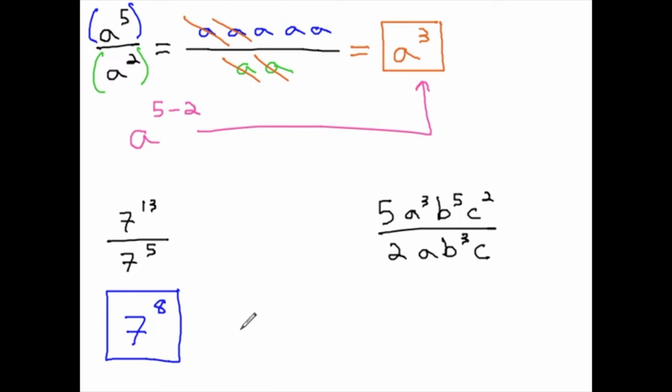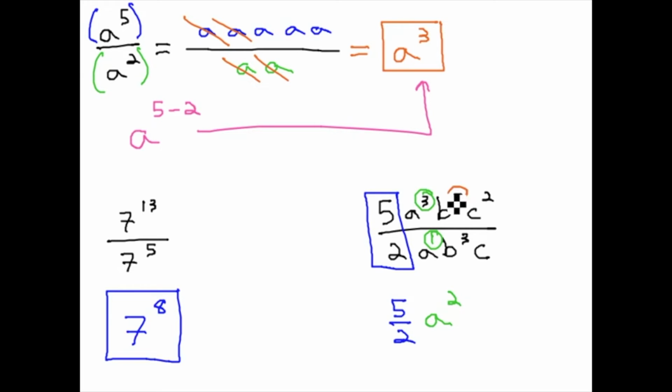On the right is a slightly more involved problem, 5a cubed b to the 5th c squared over 2a b cubed c. The 5 over 2 part can't reduce at all as a fraction, so we'll keep it as 5/2. However, when we get to the a's, we've got exponents that we can subtract. A cubed and a to the first. We see one of the a's is dividing out, and when we subtract the exponents 3 minus 1, we get a squared remaining.